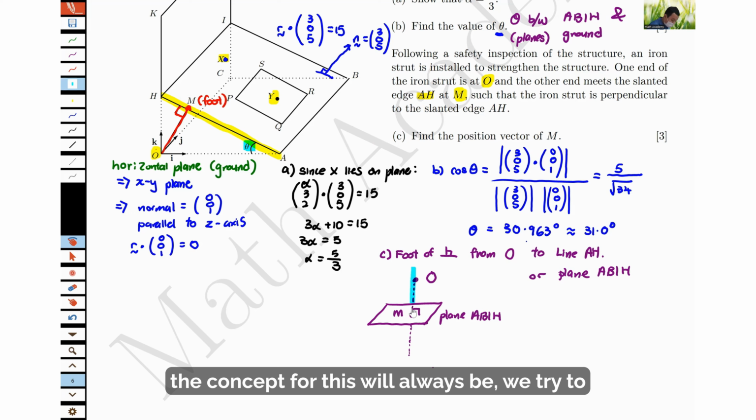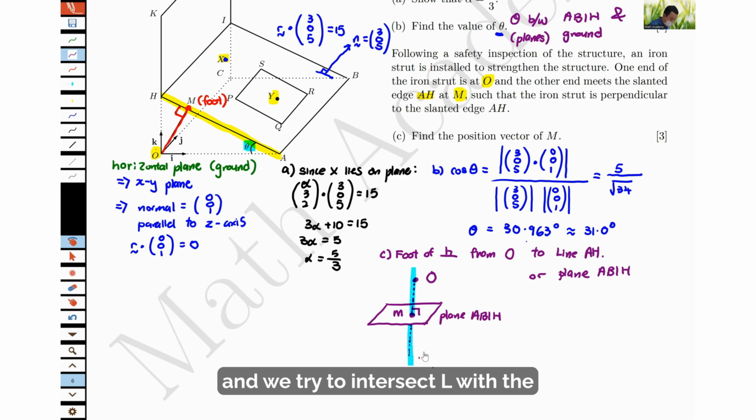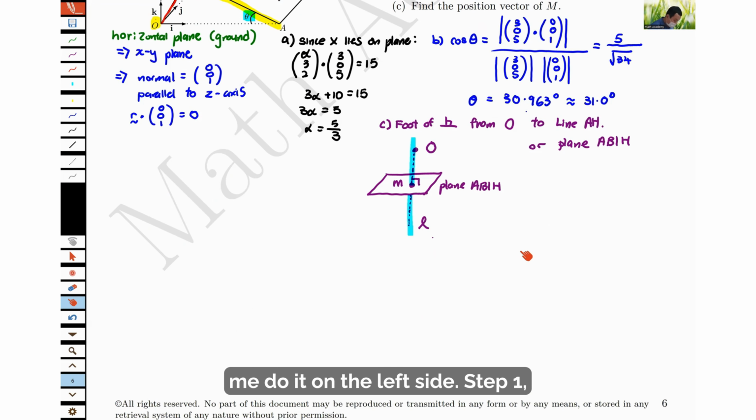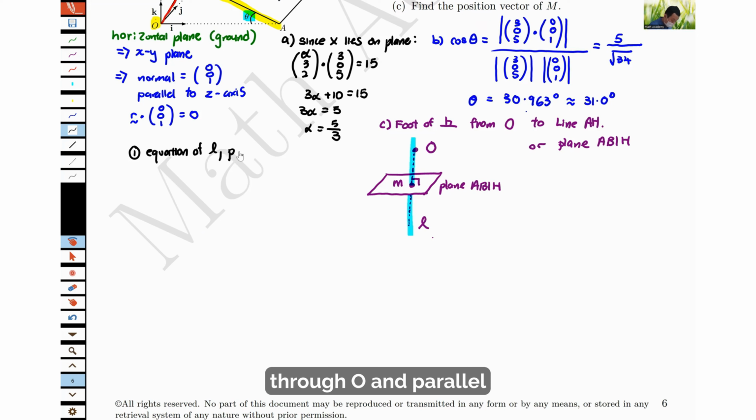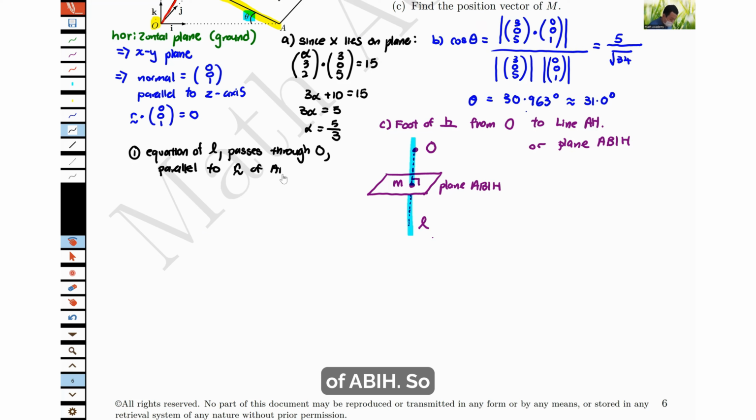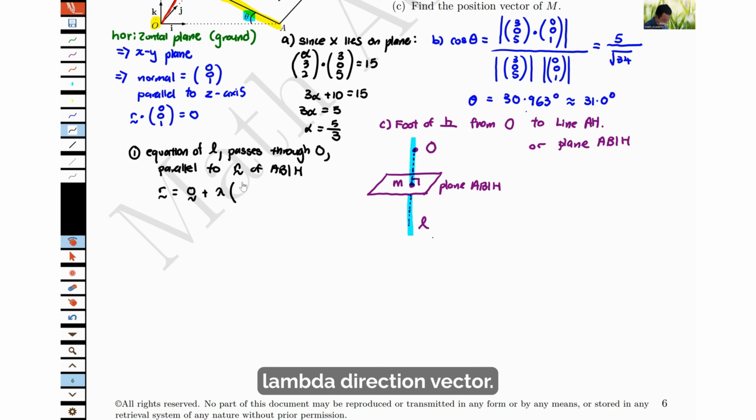So the concept for this will always be, we try to find the equation of this line called L, and we try to intersect L with the plane's equation. Let me do it on the left side. Step 1, to solve for this foot, let's recall, I form the equation of the line that passes through O and is parallel to the normal of ABIH. So r equals the origin plus lambda times the direction vector.